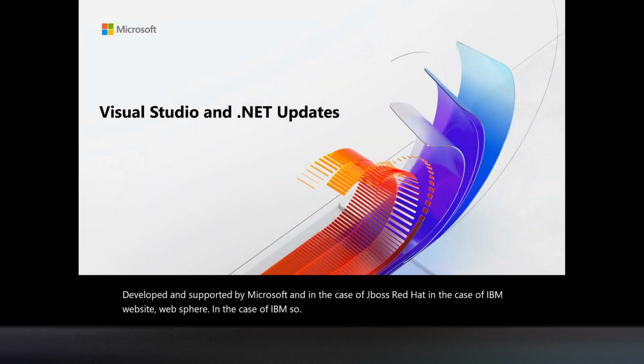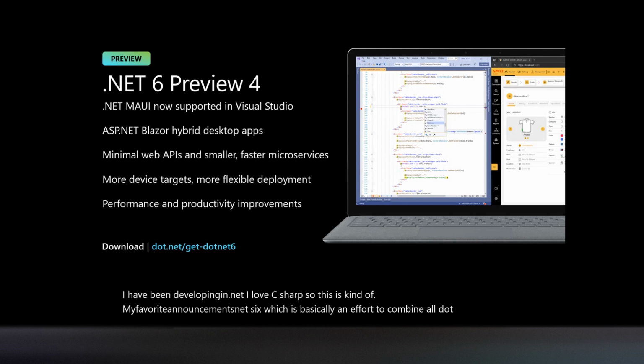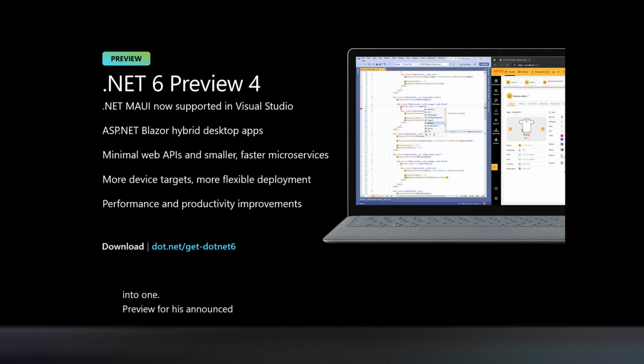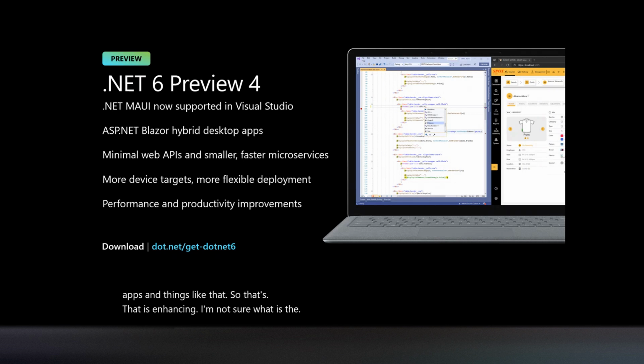So finally, let's focus on some of the dev stuff. If you're not aware, I have been developing in .NET. I love C Sharp, so this is kind of my favorite announcement. .NET 6, which is basically an effort to combine all .NET frameworks into one. Preview 4 is announced. This has the universal multi-platform UI, where you can write your UI on one platform and deploy it anywhere. That's the goal of that, and it has support for Blazor hybrid desktop apps and things like that. So that is enhancing. I'm not sure when they're going to be releasing it, but that's a big thing.